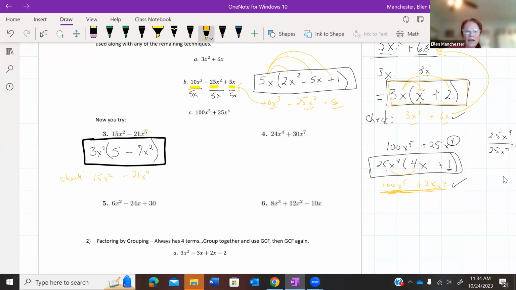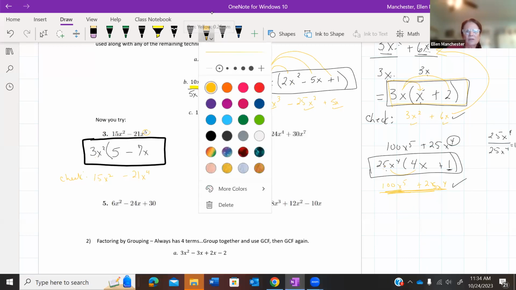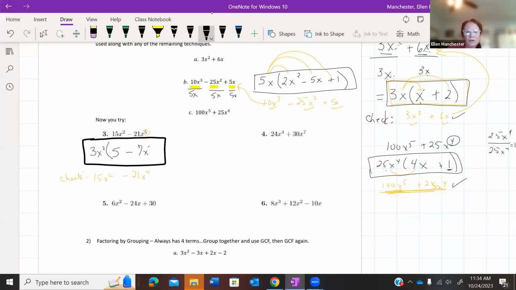3x squared times negative 7x squared is negative 21x to the 4th. Do you see how I should have 5 there? So this is why you always check, because you can inadvertently write the wrong exponent. Now I have x to the 5th. So just do a quick check. Always do a quick check and make sure that what you end up with when you multiply these is always what you started with, right? And you can just do a mental check. I'm just writing it so you can see how I'm checking it, okay?